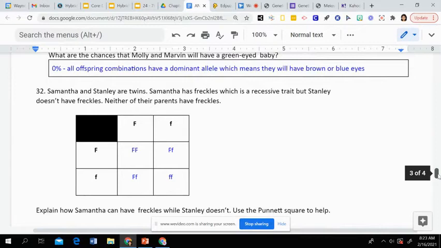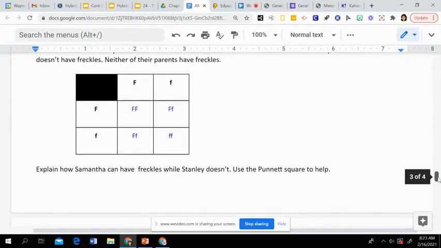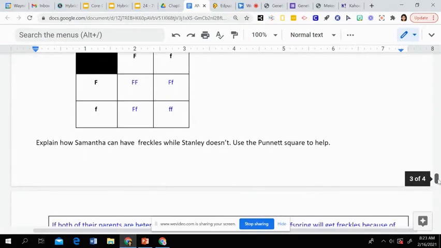have freckles. Stanley doesn't have freckles, but Samantha does, which is that recessive trait. So I worked backwards. I typed in Samantha's 2 recessive alleles first, and then I understand that that can only happen when the 2 parents are heterozygous, so when each of them have a dominant and a recessive allele. So you can see that Punnett square set up how I filled it in.